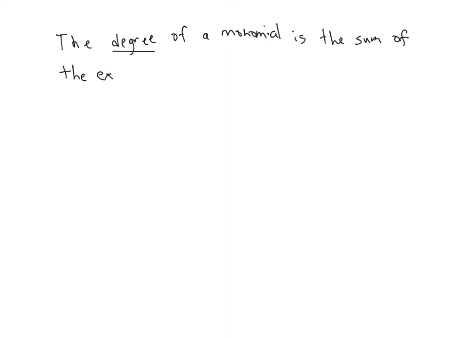The next main term we have is something called the degree. And so we talk about degree within polynomials a lot. And when we're talking about the degree of a monomial, what that is, it's the sum of the exponents of the variables in the monomial.